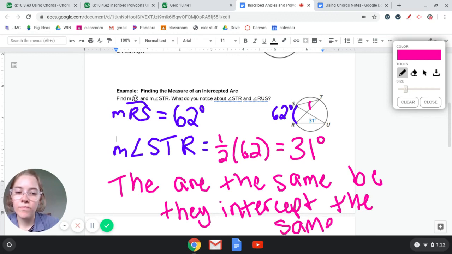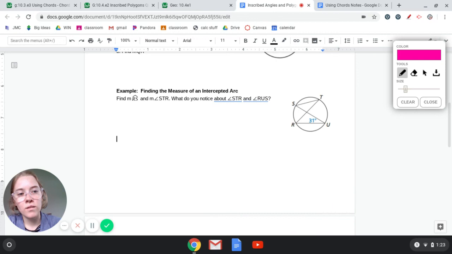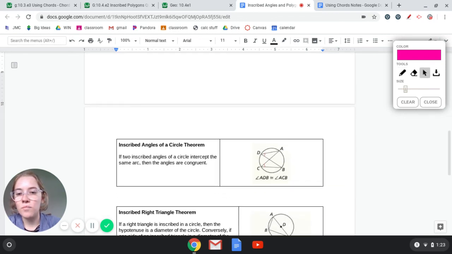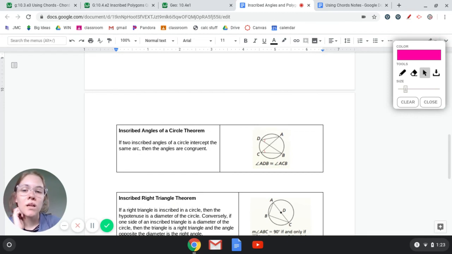Okay, and that's the key there, which leads us into the next theorem, which will be the last thing I talk about in this video, the inscribed angles of a circle theorem. If two inscribed angles of a circle intercept the same arc, then those angles are congruent, just like what you just saw.